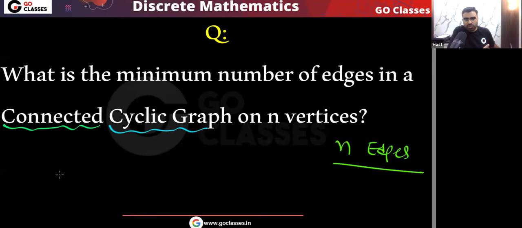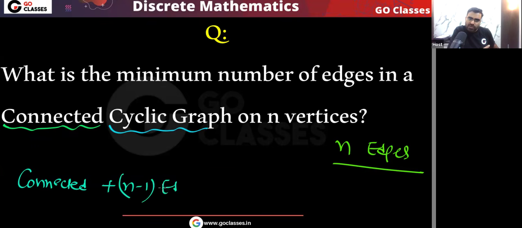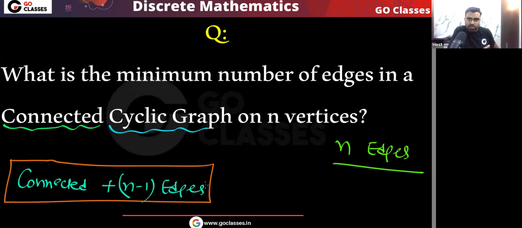Are you getting my point? So this is what I'm saying, that if you make a connected graph and put n minus 1 edges, now this is the definition of tree, and a tree has no cycle. This is the definition of tree, but a tree is acyclic.